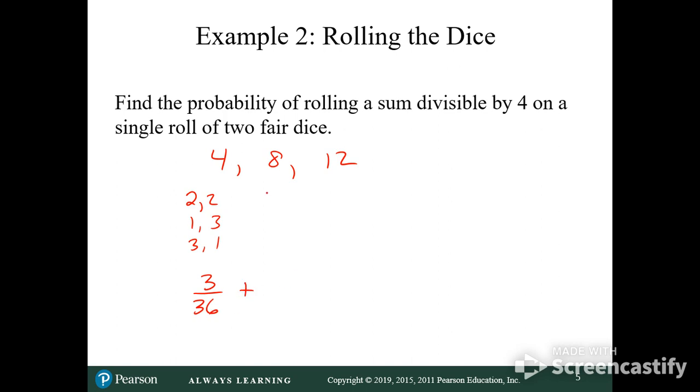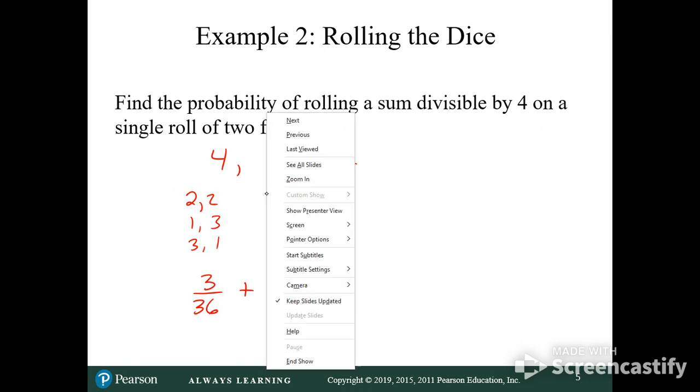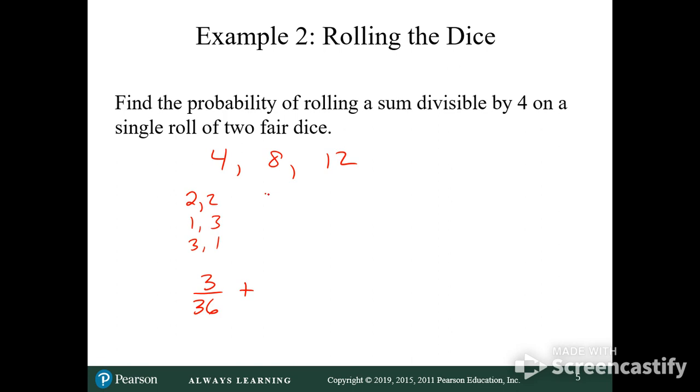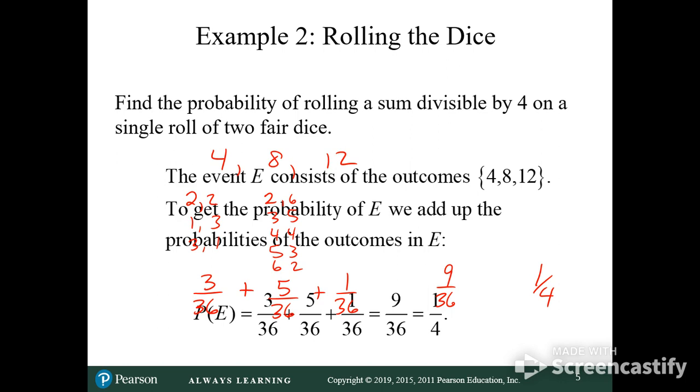And 8 is, let's start at the bottom. It's not 1 in anything. 2 and 6, 3 and 5, 4 and 4, 5 and 3, or 6 and 2. So there's 1, 2, 3, 4, 5 out of 36 chances of rolling an 8. A 12, how many chances are that? 1 out of 36. So 3 plus 5 is 8, plus 1 is 9 out of 36, or 1/4 of the time you should get a roll that's divisible by 4. Ta-da! That's what they got.